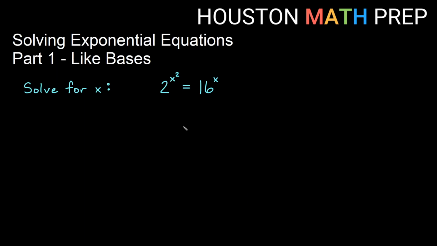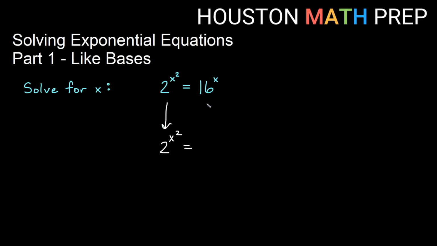Let's look at one more. I have 2 to the x squared, so I have x squared as a power. That's a little different, right? Equals 16 to the x. 2 and 16 are not the same base, but 16 is a power of 2, so let's go ahead and change that. So we'll keep this as base 2, and we'll say 2 to the x squared.